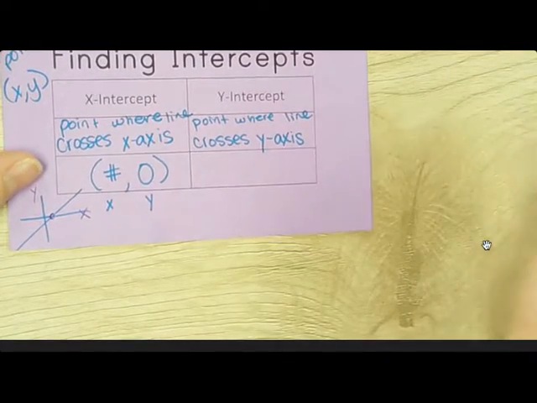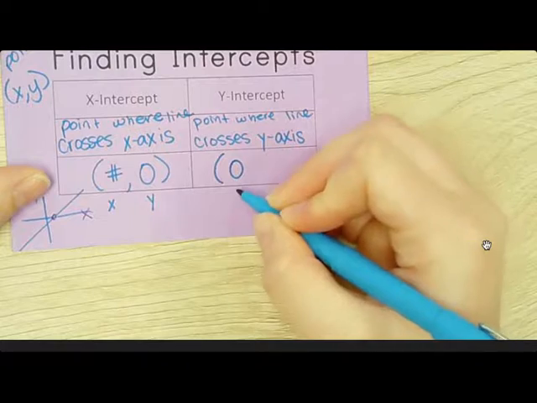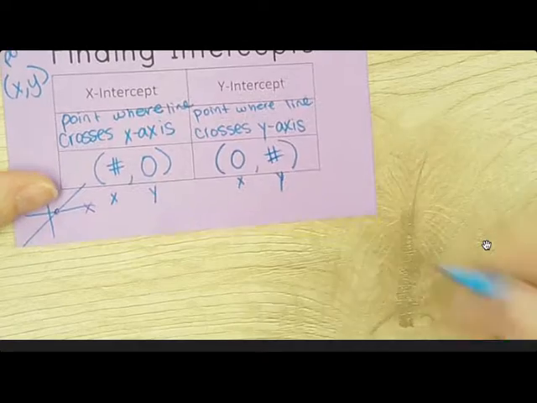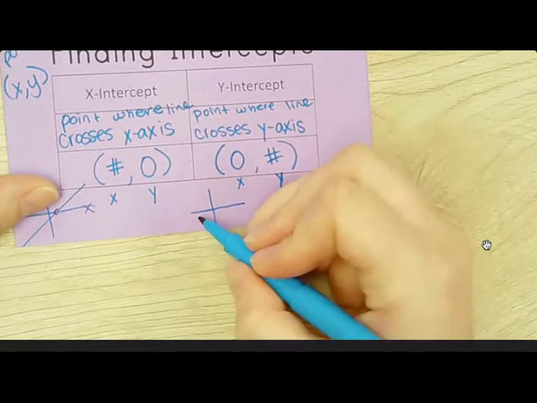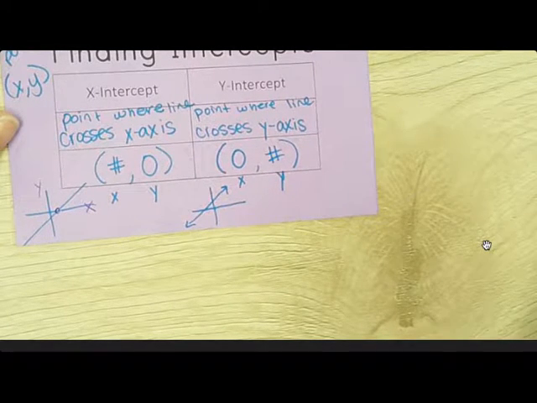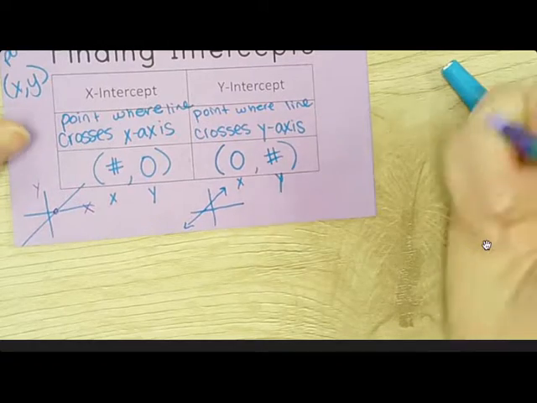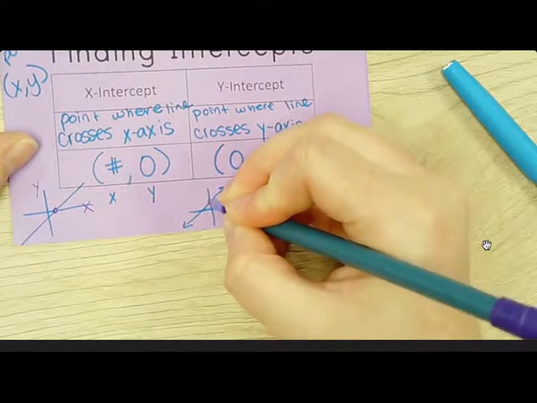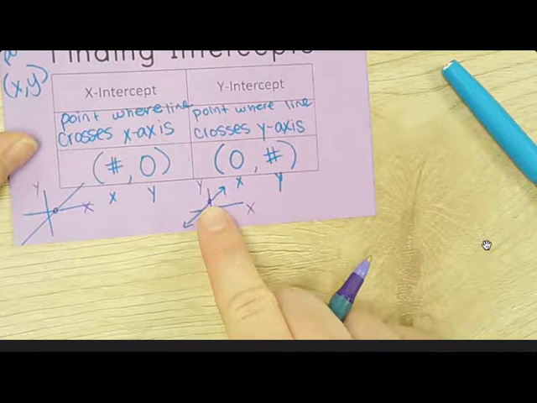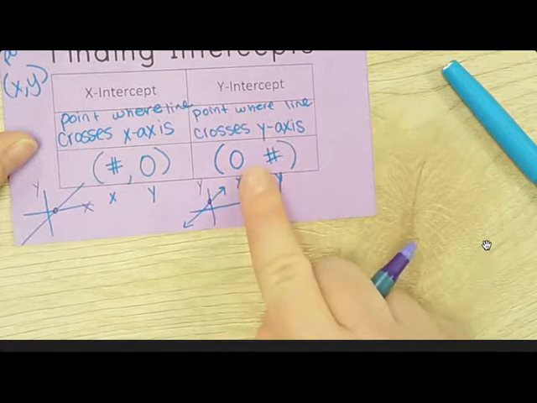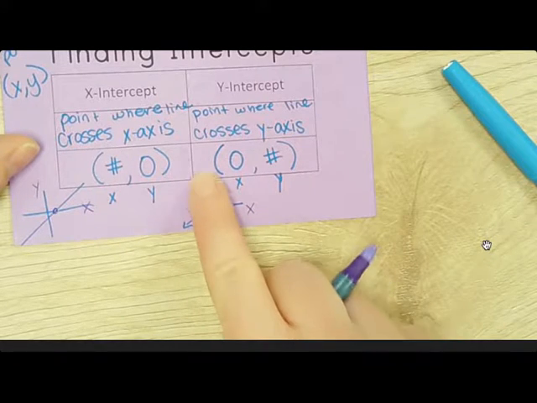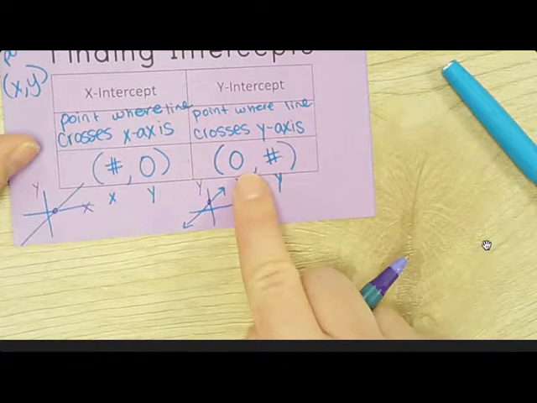So then the y-intercept is the opposite. It has 0 on x and a number on y. I'll draw another little graph and do it up here just for fun. The y-intercept would be where it crosses the y-axis. So it's right there. A point that has 0 for x means it doesn't go left and right at all. It just goes up the y-axis. So that's why it's 0 for x and a number for y.